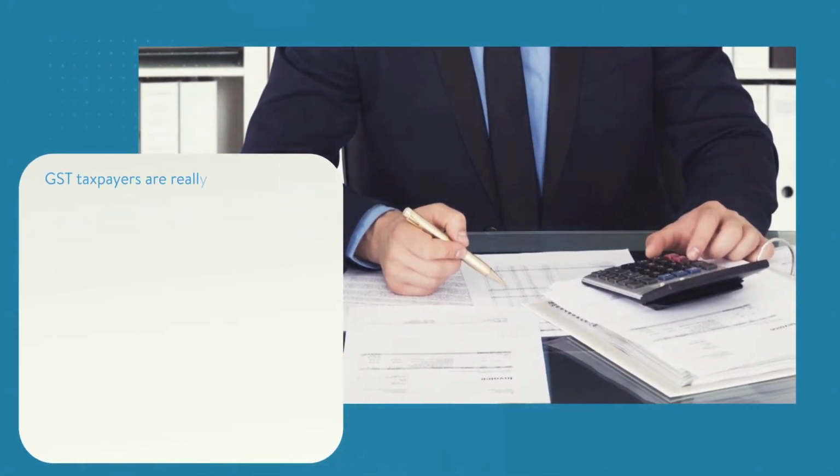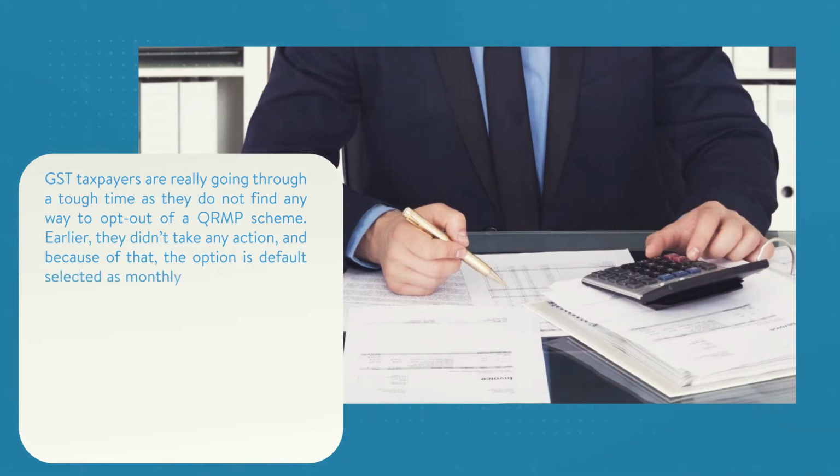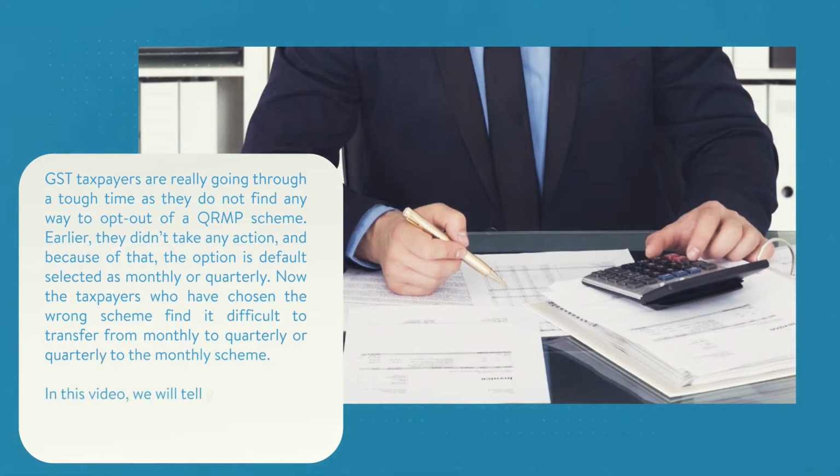GST taxpayers are really going through a tough time as they do not find any way to opt out of a QRMP scheme. Earlier, they didn't take any action, and because of that, the option is default selected as monthly or quarterly. Now, the taxpayers who have chosen the wrong scheme find it difficult to transfer from monthly to quarterly or quarterly to monthly scheme. In this video, we will tell you how to opt out from the selected scheme and choose the right one.